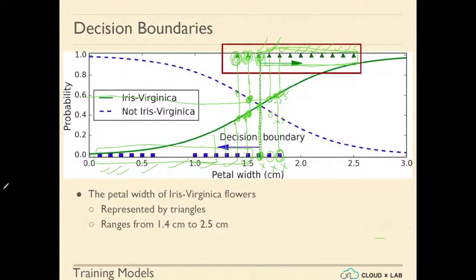So what does the dark green line represent exactly? The dark green line represents the probability values for the virgin ka class, right? And this dotted blue line represents the probability value for the not virgin ka class. So we don't have to consider both probabilities. We can even use just one probability, right? So here you can use only the dark green line for making predictions, right?